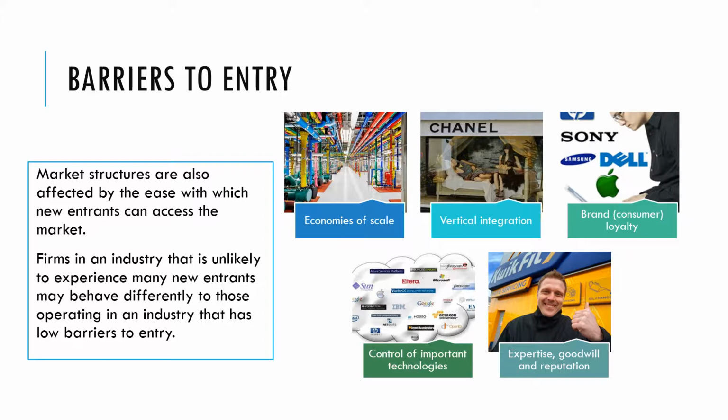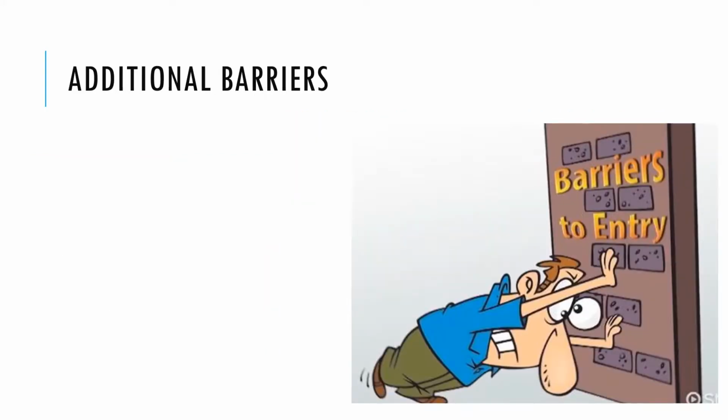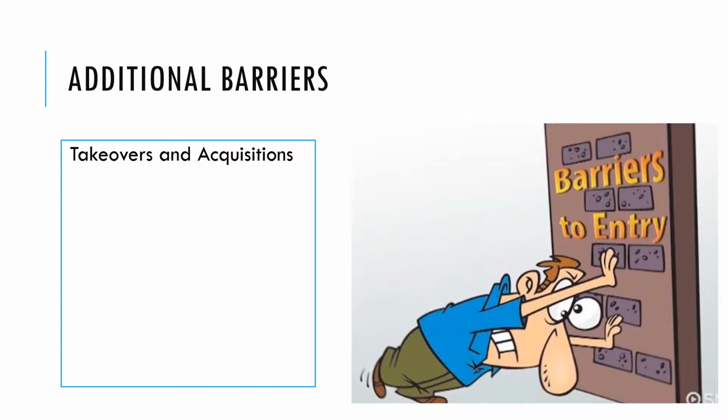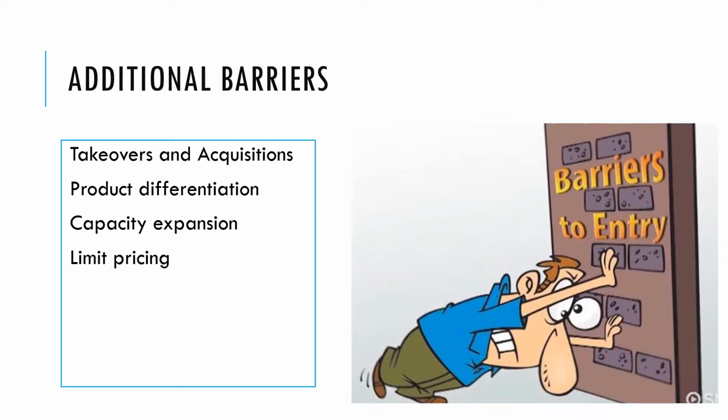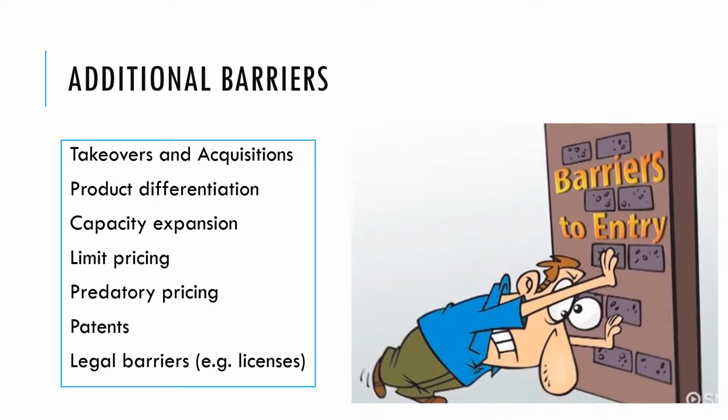So on the right hand side we have some examples of things that cause barriers to entry. Economies of scale, vertically integrated supply chains, brand and consumer loyalty, technological advantages, or maybe certain expertise or reputation. Some additional barriers that we should be aware of: takeovers and acquisitions, product differentiation, capacity expansion, limit pricing, predatory pricing, patents, and legal barriers. So we may prevent people entering the market because we have taken over that particular business or acquired that particular business.